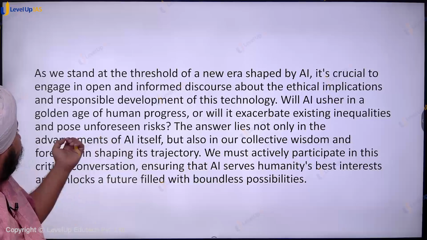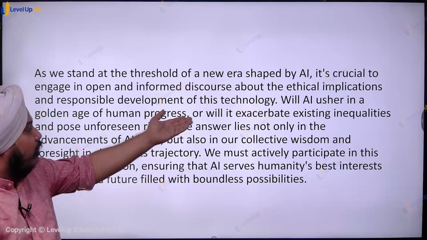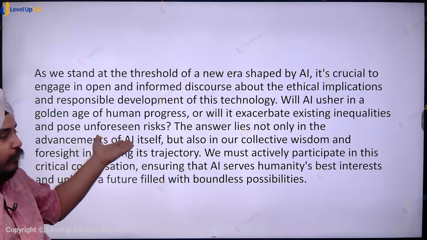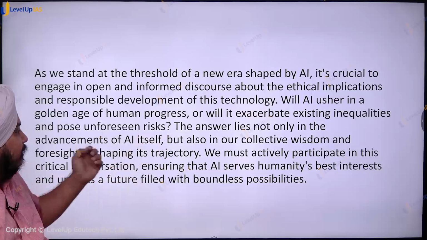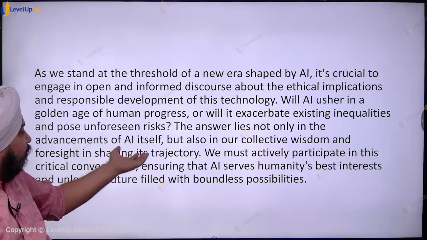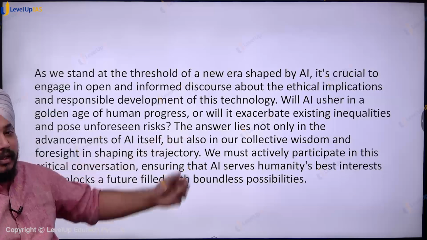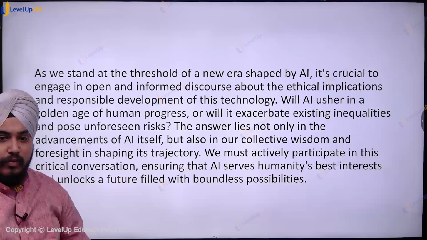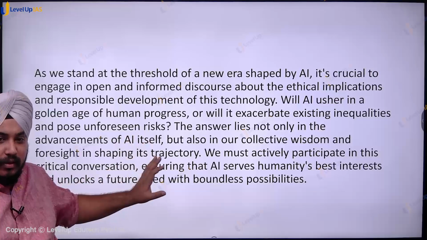Will AI usher in a golden age of human progress, or will it exacerbate existing inequalities and pose unforeseen risks? The answer lies not only in the advancement of AI itself, but also in our collective wisdom. So, something bringing a sense of closure. We have discussed this. Now, closing it.